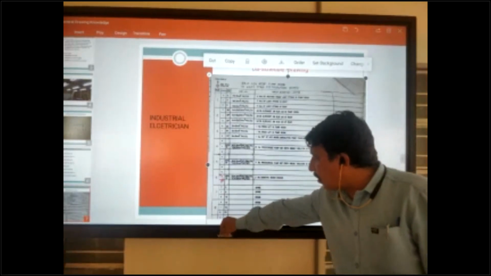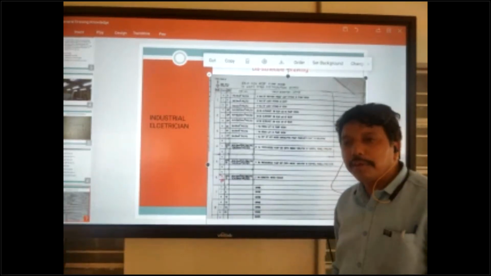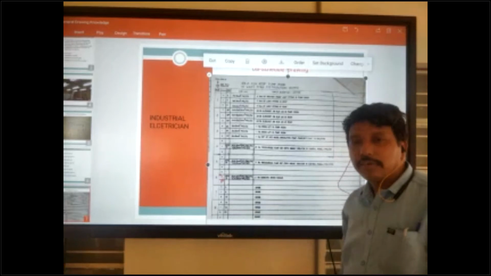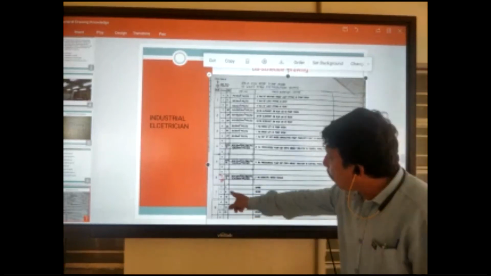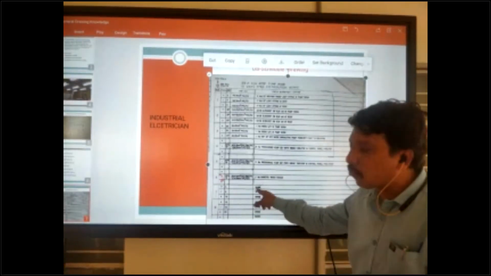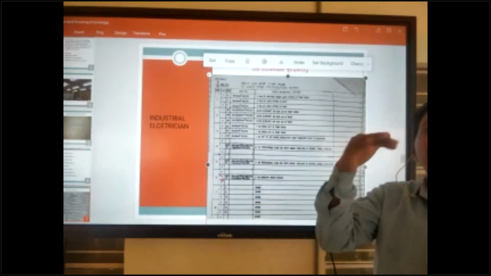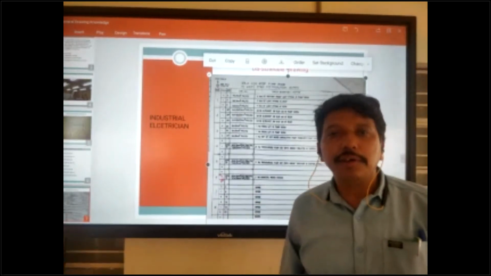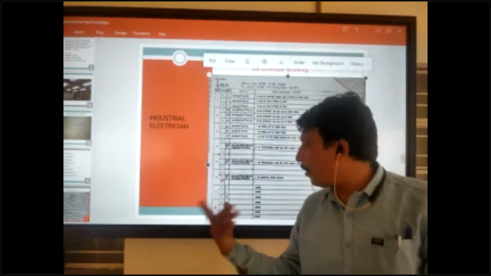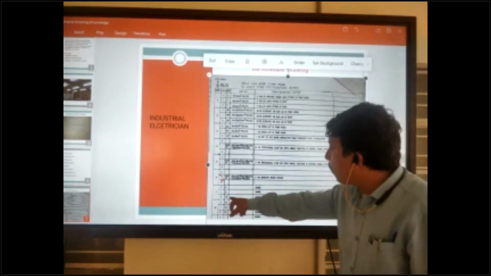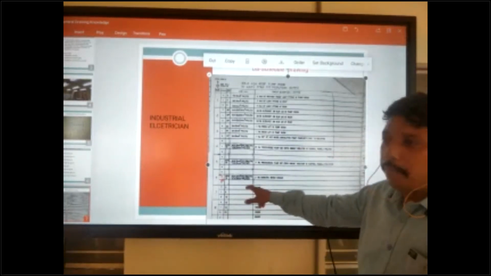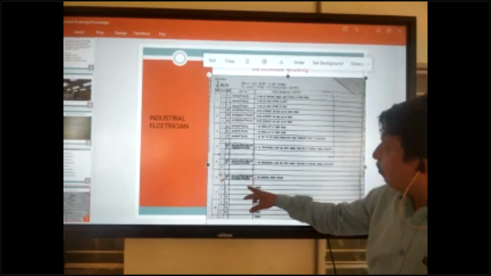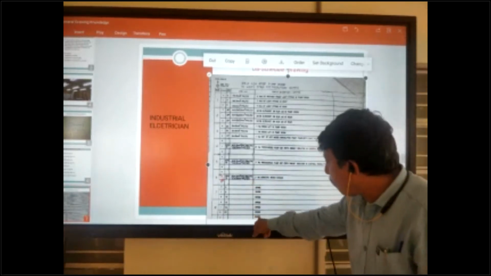There is no writing on the MCB side also. So MCB fixing and spare writing means this is for future use. If any circuit is added in the building or industries anywhere, that time we can use this DB2. But no, this is written blank.